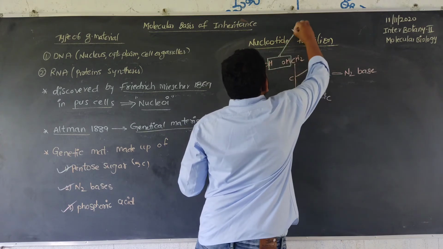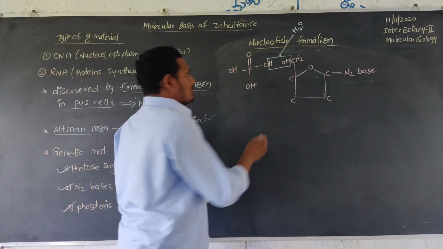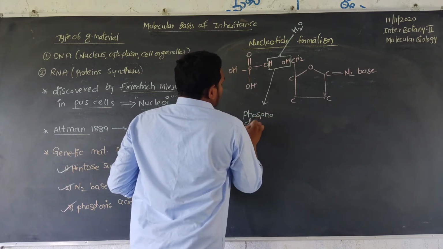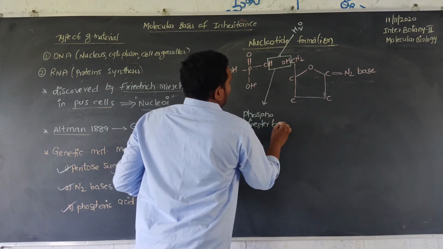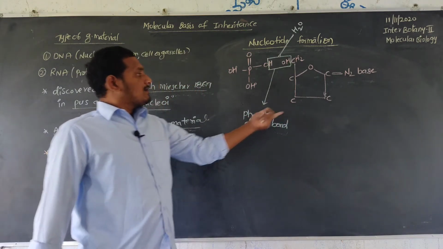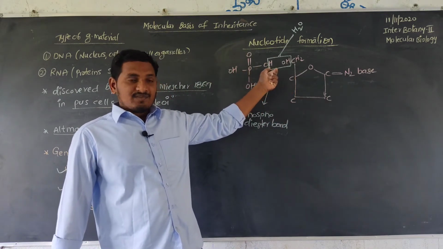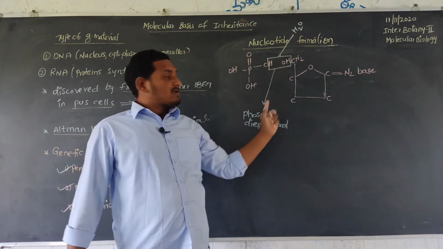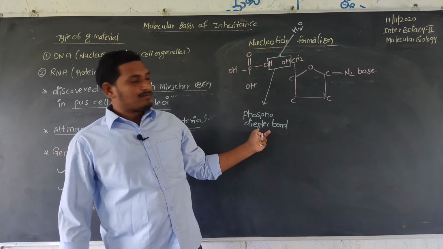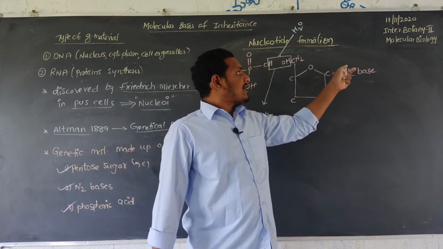These types of bonds are called phosphodiester bonds. A phosphodiester bond is formed between the pentose sugar and phosphoric acid at the fifth carbon, releasing a water molecule. That's why the bond formed is the phosphodiester bond. Next, the first carbon of pentose sugar attaches with the nitrogen base.